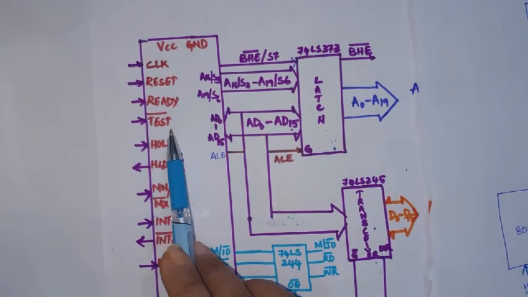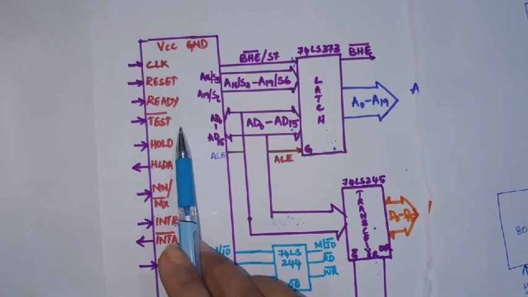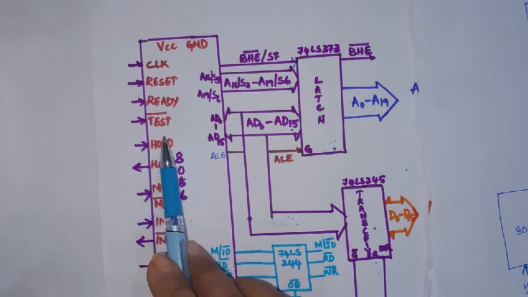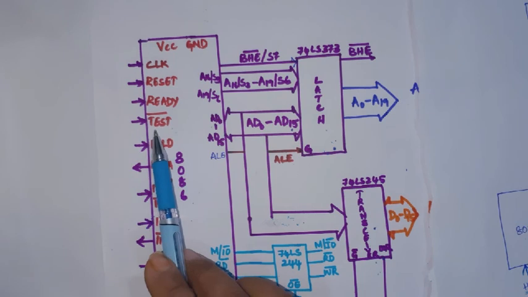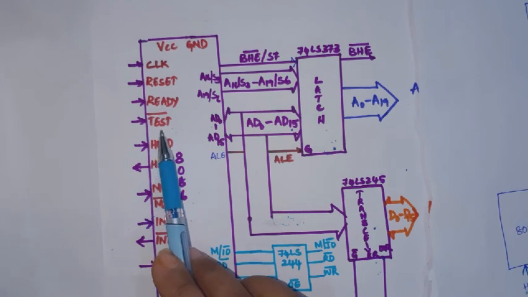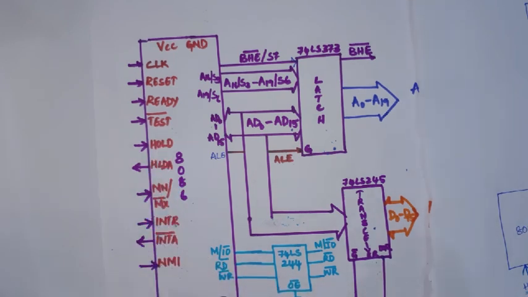Then we have TEST bar. This pin is not used in minimum mode configuration. This pin is used when a coprocessor is present in the system. It is used in the maximum mode, so we'll discuss it there.